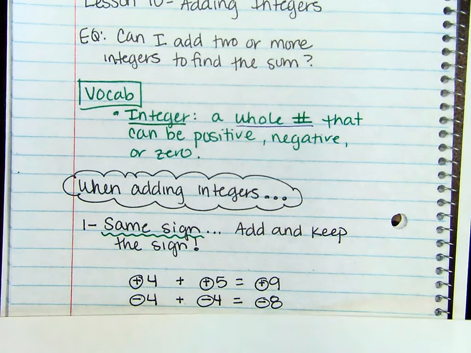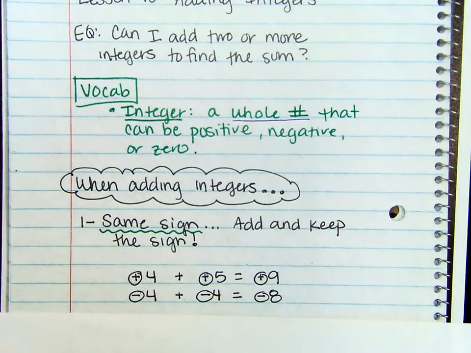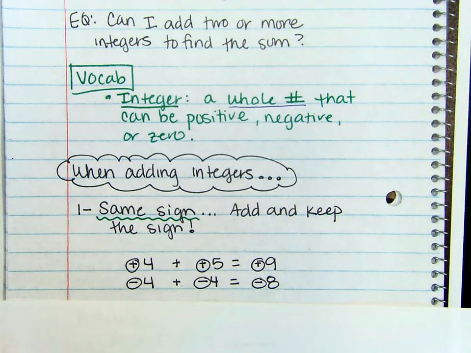So remember, when there's the same sign, we just simply add and keep the sign. An example of that is here. If I have positive 4 plus positive 5, I'm going to get positive 9. Another way of thinking about this is if I have negative 4 plus negative 4, I'm going to get negative 8.